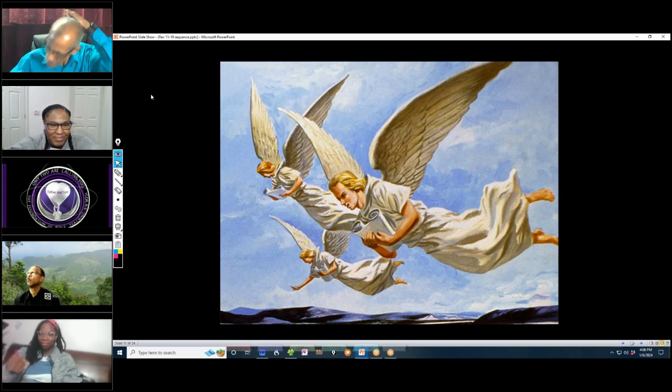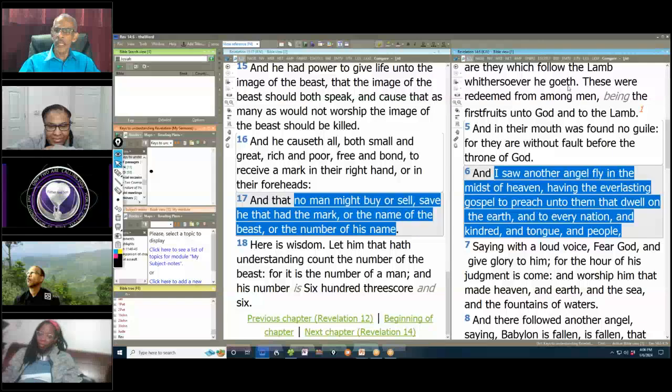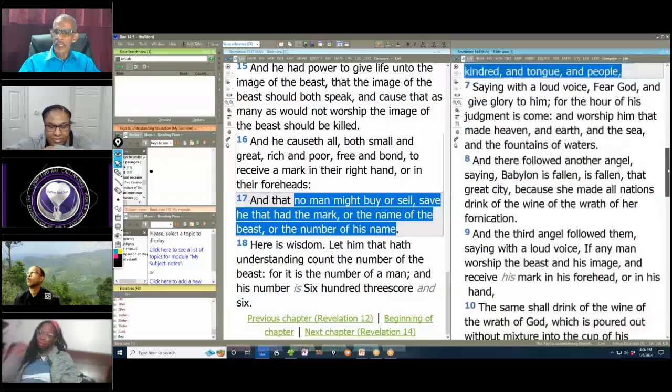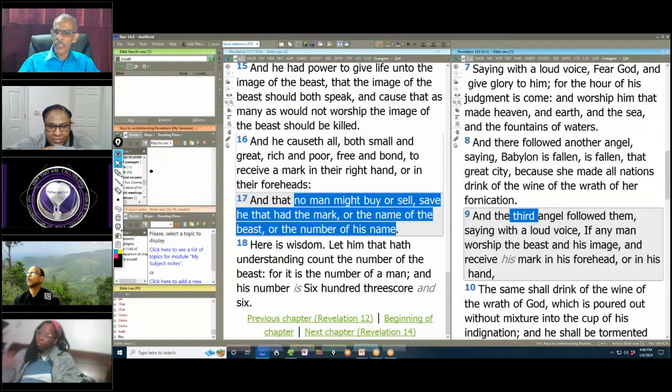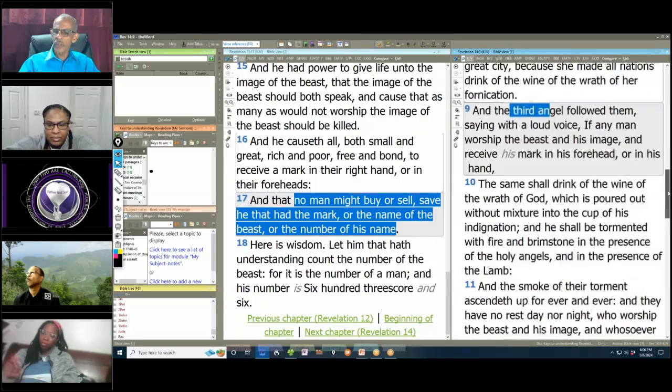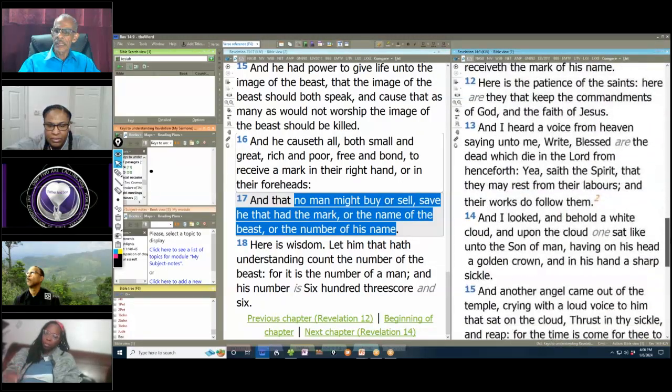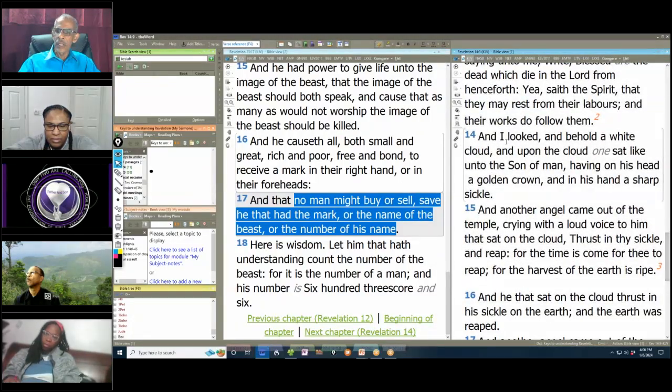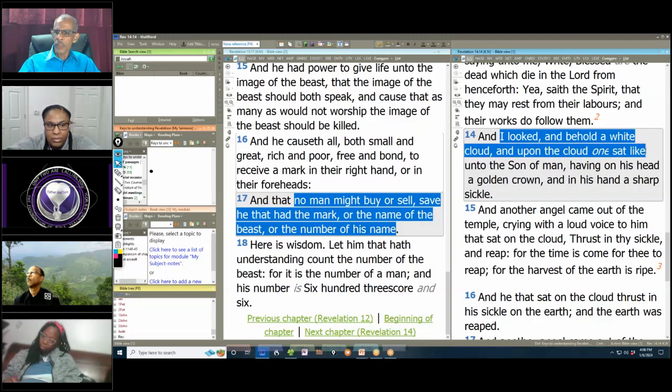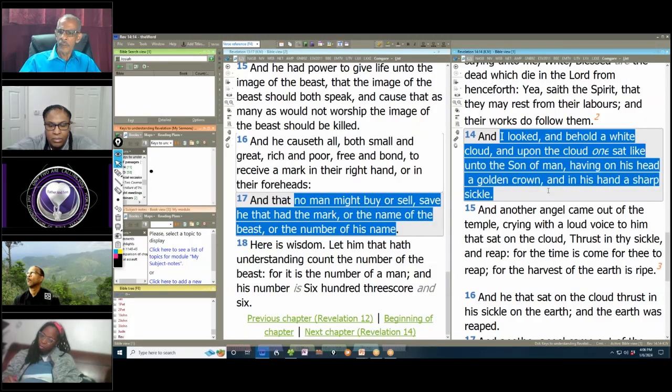So the three angels fly. And if you read Revelation 14, what happens after the three angels fly? It says, after they fly, Babylon is fallen, the third angel follows them. You go down in Revelation 14 and it says, I looked and behold a white cloud. That sounds like Jesus coming, but it isn't. Upon the cloud one sat like the Son of Man, having on his head a golden crown. It's Jesus, but it says in his hand there's a sharp sickle.